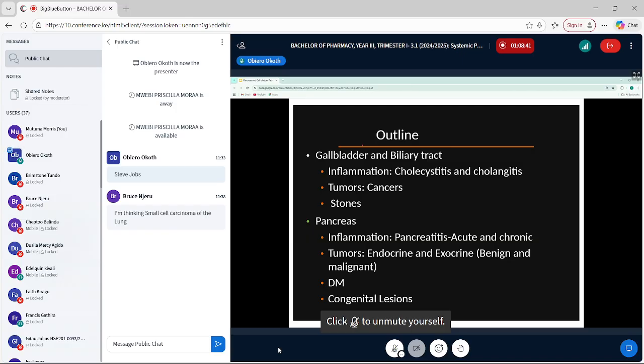In the gallbladder, think inflammation, think tumor, think stones. In the pancreas, think acute and chronic inflammation, think exocrine pancreatic carcinoma.